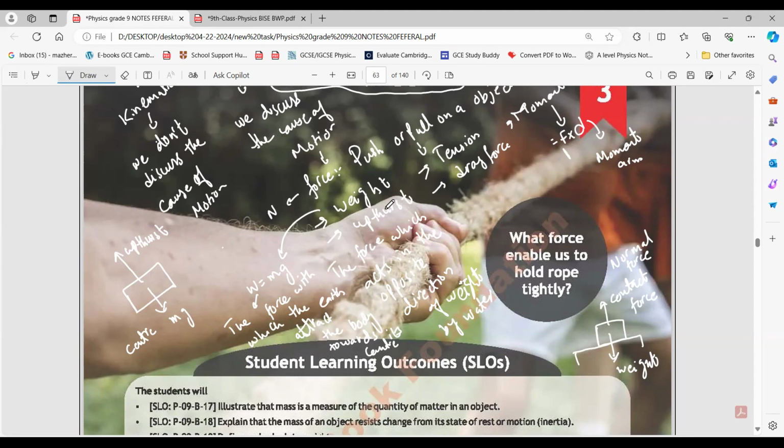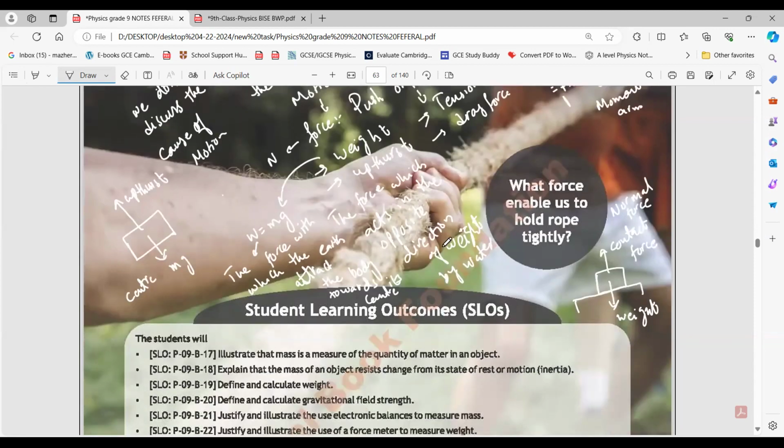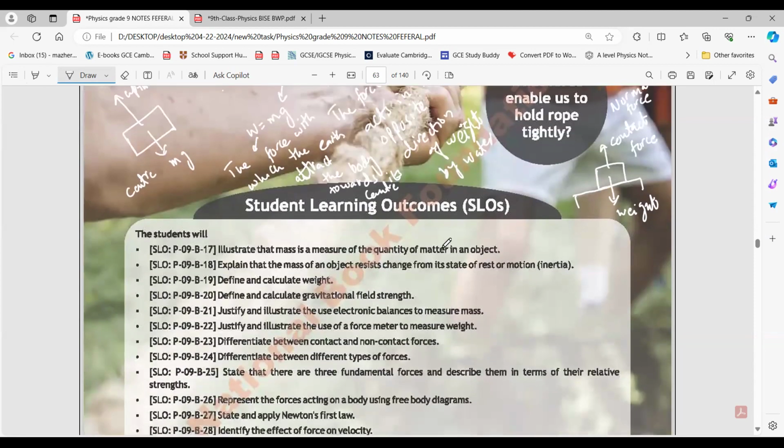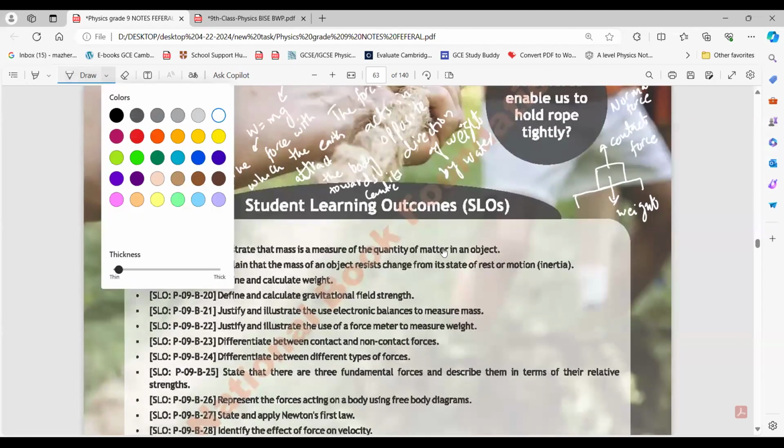We have discussed weight and upthrust. Now we're going to go to tension. How do we define tension? Anything that comes to your mind regarding tension? Have you heard this term before? Yes. Can you elaborate on that?